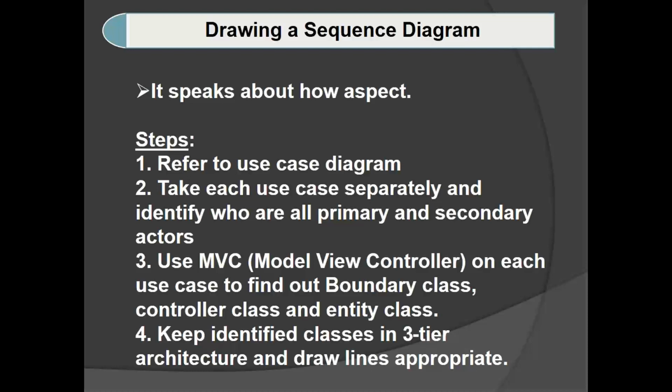The first step is to refer to the use case diagram. Whatever use case diagram we draw, we have to refer to that use case diagram. Then the second one is to take each use case and identify who is the primary actor and who is the secondary actor. So we have to take each use case separately and identify the primary actor and the secondary actor.